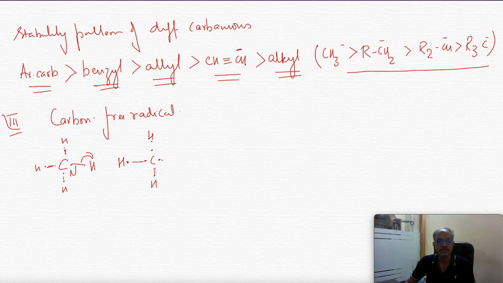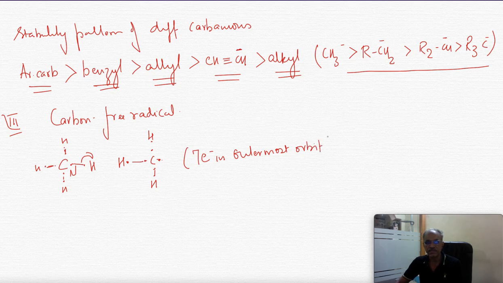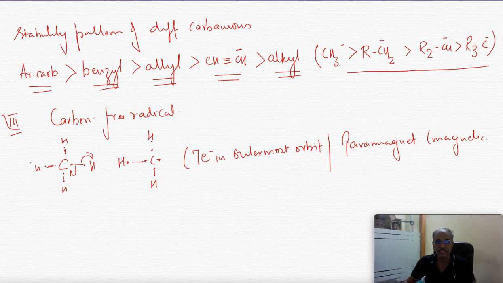This electron stays with it. So how many does it have? 2, 4, 6 and 7. Therefore it has 7 electrons in its outermost shell, or outermost orbit. If it has 7 electrons, that means there is an unpaired electron, that means it is paramagnetic. This shows magnetic properties, and they are highly reactive in nature.